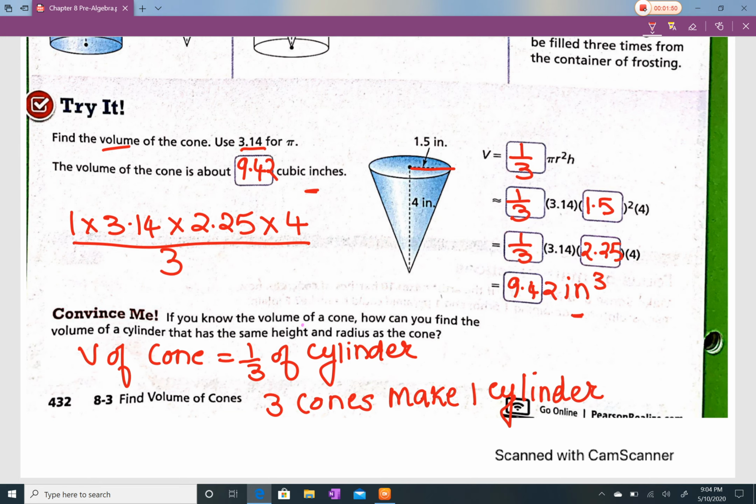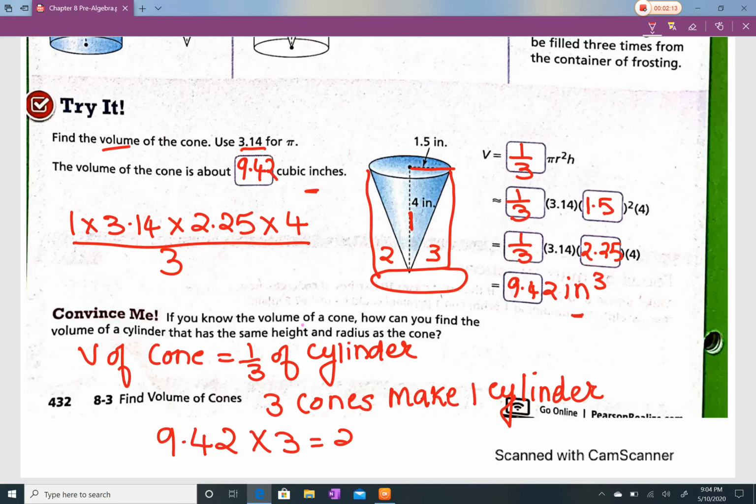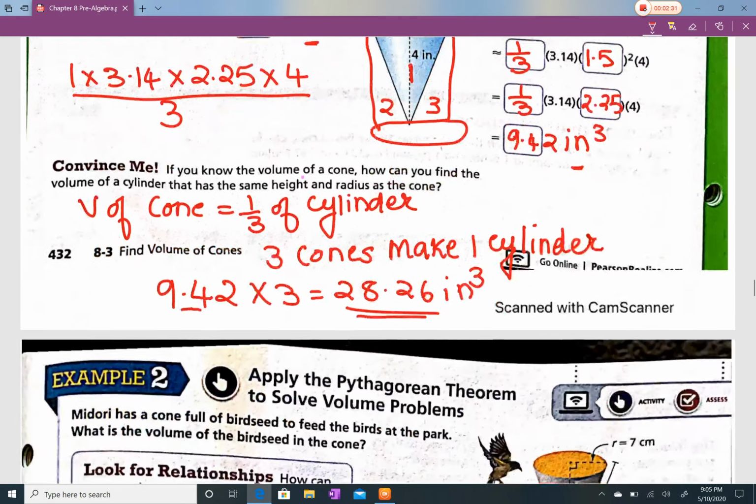So if I know the volume of one cone, which I know in the previous example, the volume of one cone is 9.42, and I can draw a cylinder. I can say this is the volume I know, this is the second cone, this is the third cone. So times 3 is 28.26 inches cubic will be the volume of the whole cylinder. So if you know the volume of one cone, just multiply that by 3 and that is equal to the volume of cylinder. Okay, good job guys.